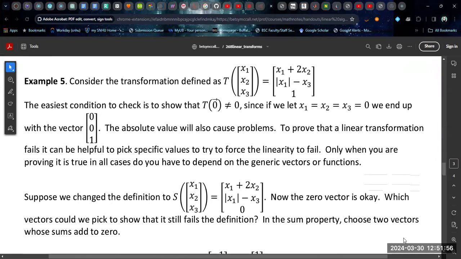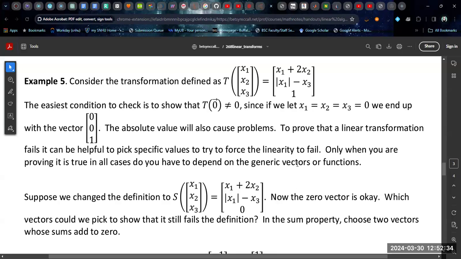And then finally, we want to look at an example that's going to fail our checks. And in this case, we're going to look at this definition of a transformation. It's going to be applied to the vector x1, x2, x3, and it is defined as follows: x1 plus 2x2, the absolute value of x1 minus x3, and 1. Now, this is going to actually fail for a couple of different reasons. So we're going to walk through why those individual things are going to create a problem.